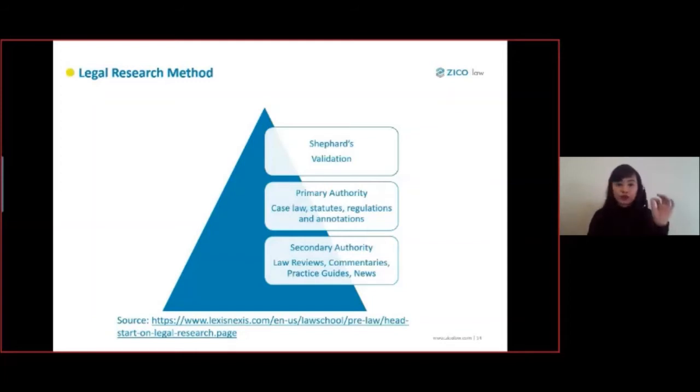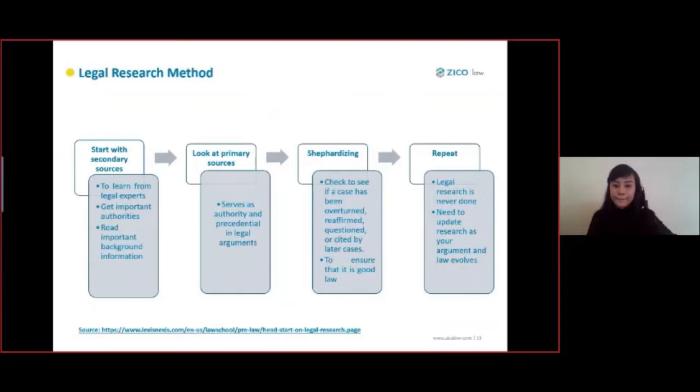Once you've gotten the secondary authority, write down the cases that are used in the textbook or the article surrounding your legal issue. Once you've written that, you go on to the primary authority, read it, and then do Shepard's validation. I think we move on to the next slide for me to explain what Shepard's validation is. Can we move on to the next slide?